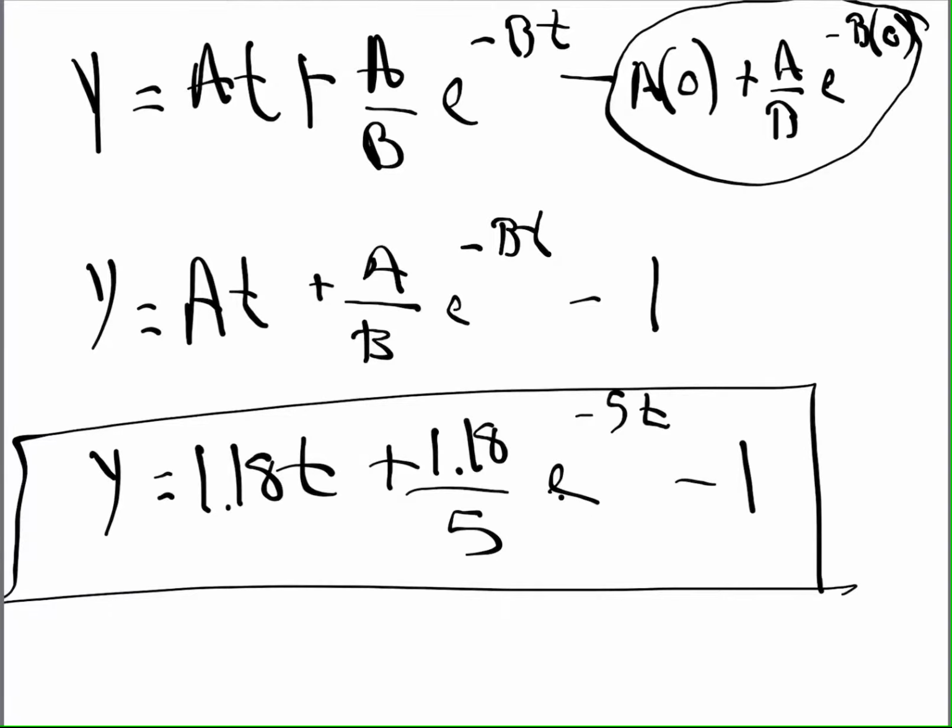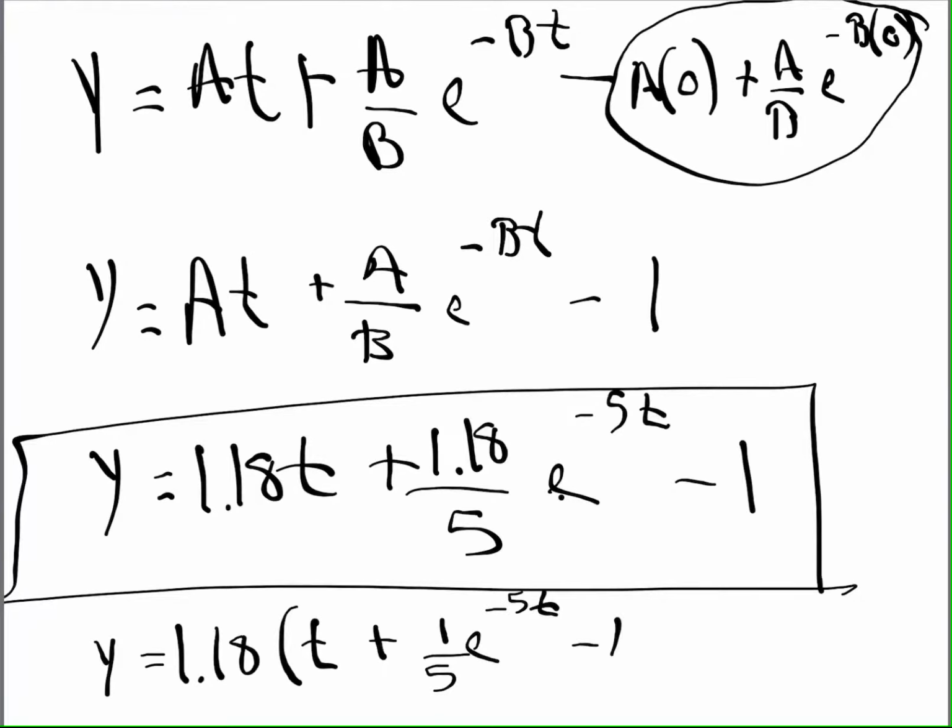Okay. Now, the answer key took it a step further. The answer key factored out the 1.18, and then we just have t plus 1 over 5 e to the negative 5t minus 1. So that's what the answer key actually told us.